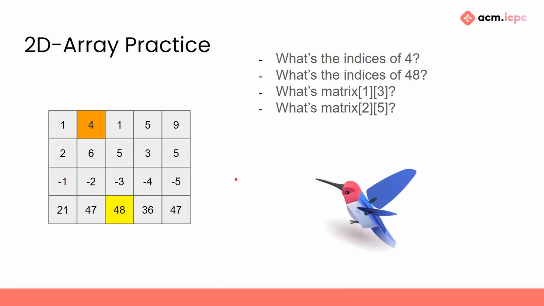Now let's see a few examples. So in this 2D vector, or in this matrix, what are the indices of number 4 colored in orange here? What are the indices of 48 colored in yellow here? And what's matrix 1, 3? What's matrix 2, 5? See if you can figure them out. Let's launch a poll.